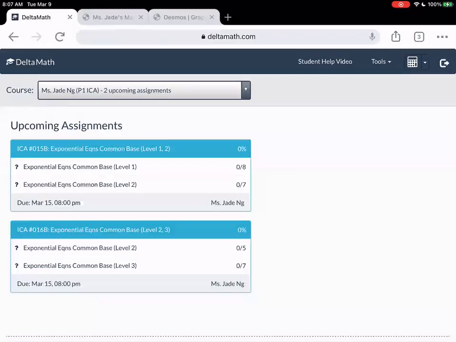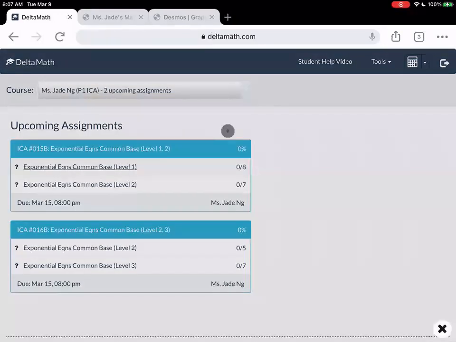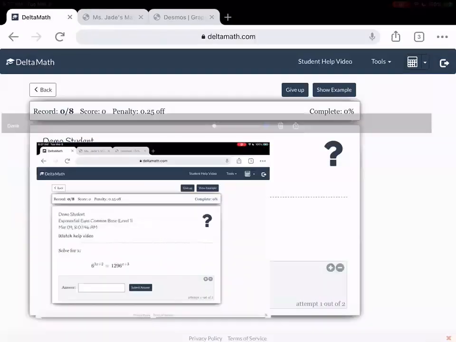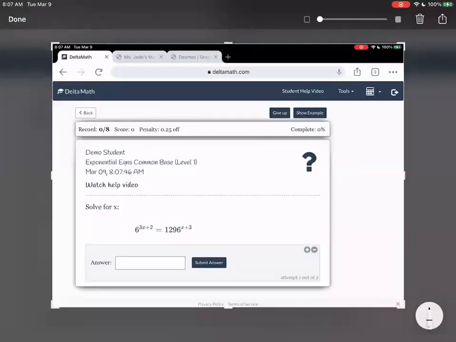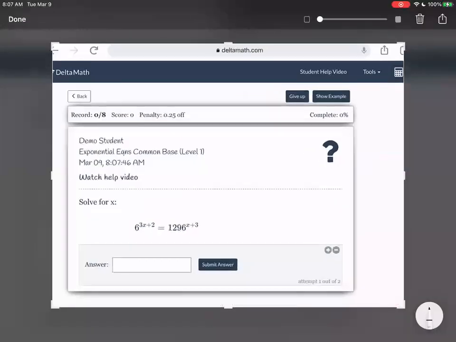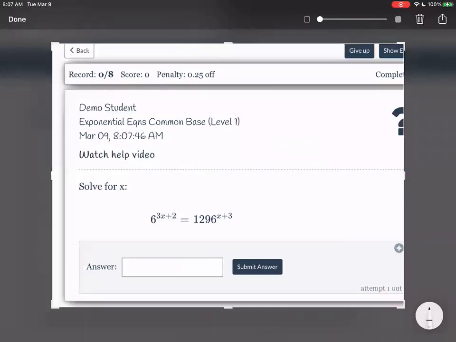So we're starting with number 15, exponential equations, common base, level 1. So let's click on that one. Okay, so it looks kind of crazy, but the clue is that we are going to solve it with a common base.